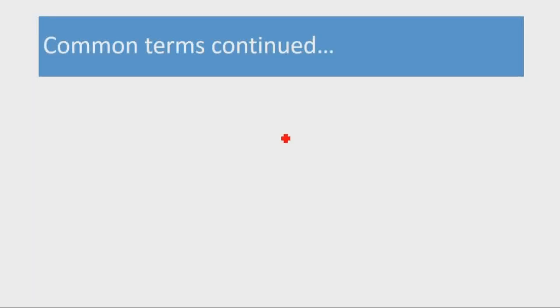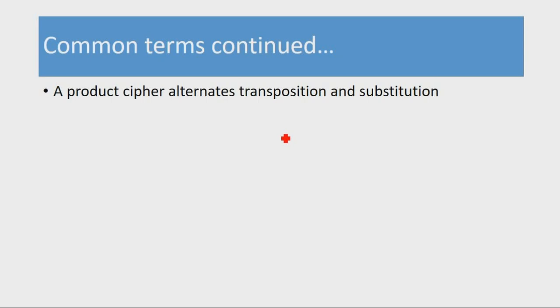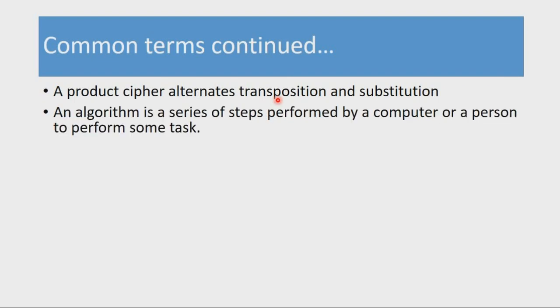Now, to continue with the common terms, the next term is a product cipher. A product cipher simply alternates transposition and substitution. This means that it will use both transposition and substitution mechanisms of encrypting. So sometimes it will transpose and then it will perform some substitution, which means it's simply a combination of the two.